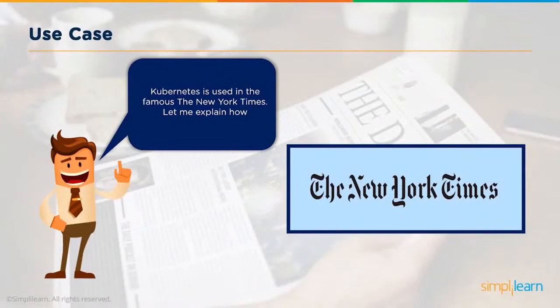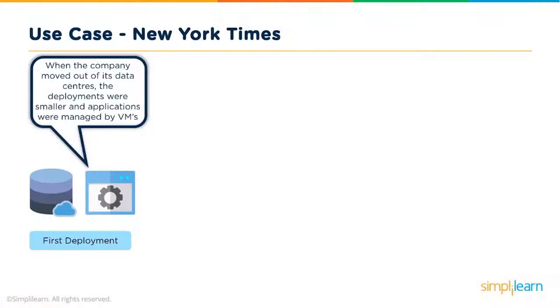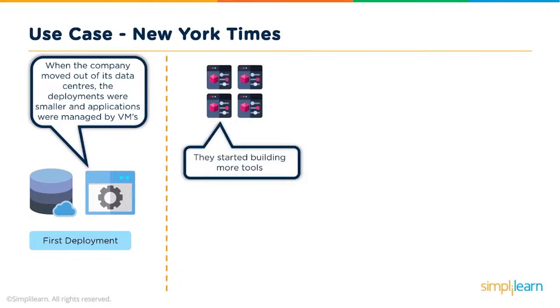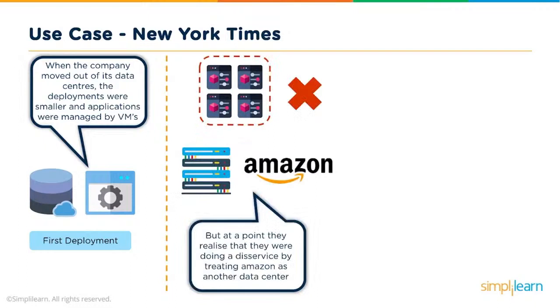In this example, we're going to look at the New York Times and how they use Kubernetes to solve a problem that their IT department was struggling with. When the New York Times started working out of their data centers, their deployments were small and the applications were managed across VMs. But as the New York Times became more of a digital company, they started building more digital solutions. At some point, they realized that they needed to embrace the cloud and move all their solutions to the cloud.